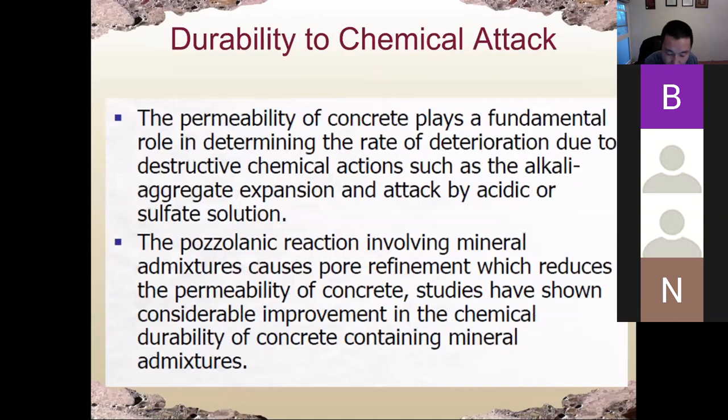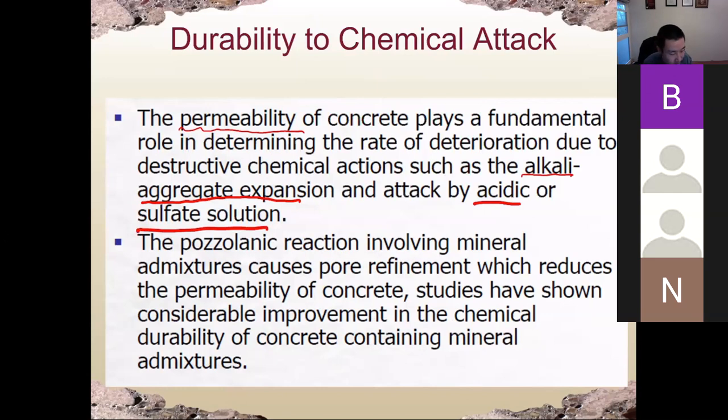The permeability of concrete with pozzolanic materials will also be lower because of the reason we just discussed. And because permeability is lower, it will reduce the potential for chemical attacks such as alkali-silica reaction, or called alkali-aggregate reaction, which will be discussed in future lectures, and also chemical attacks by acid or sulfate.